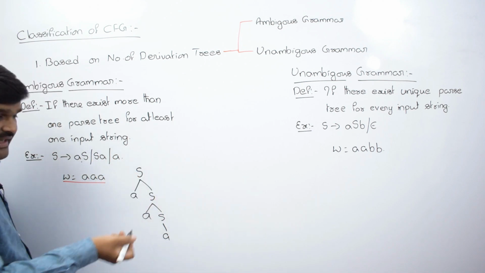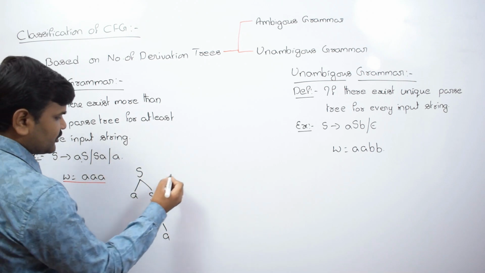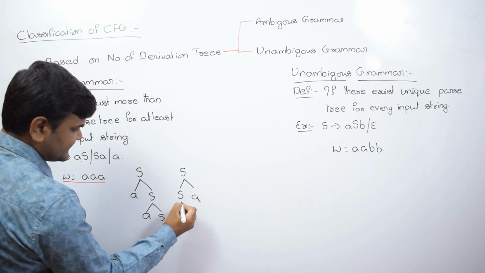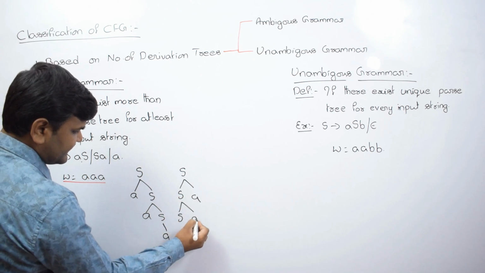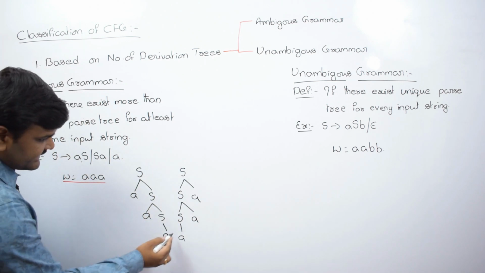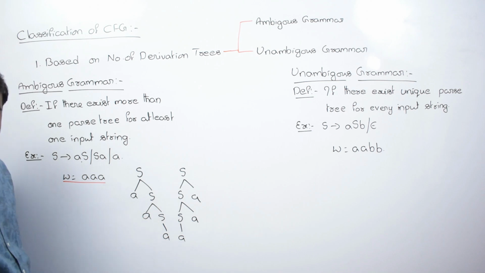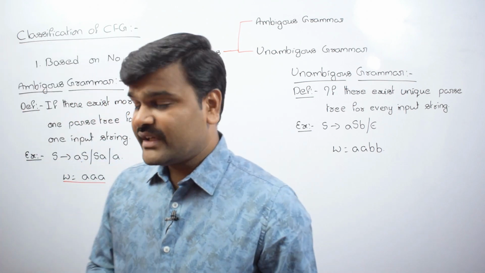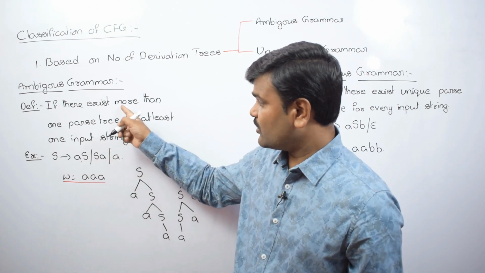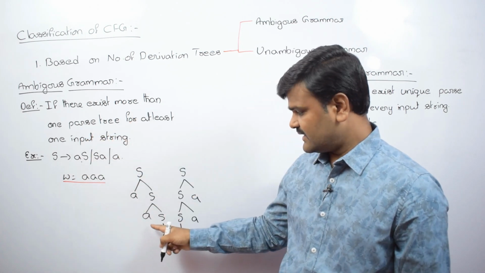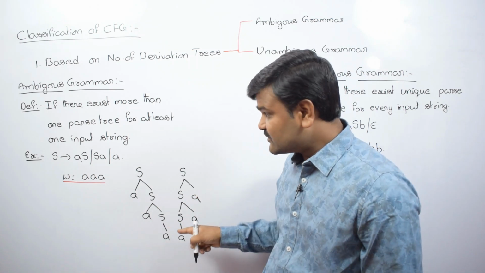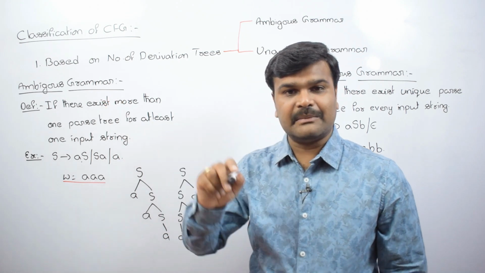This example we already saw in the earlier discussion. Here S generates SA, S again generates SA, and then S generates A. Both generate triple A, but their structures are different, is it not? So at least one input string has more than one parse tree. That is why this becomes an ambiguous grammar.